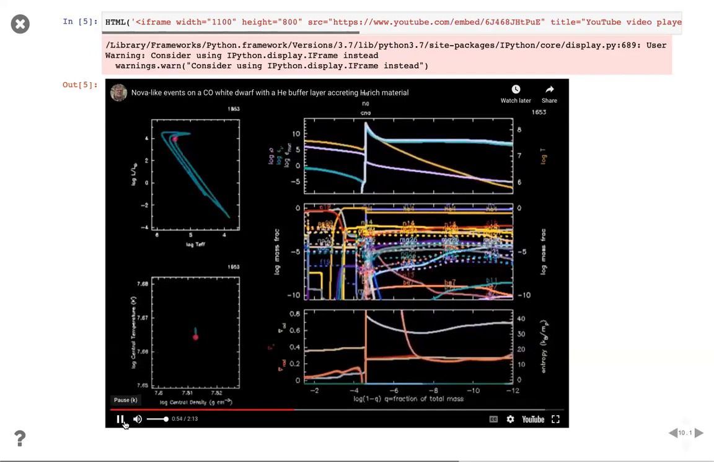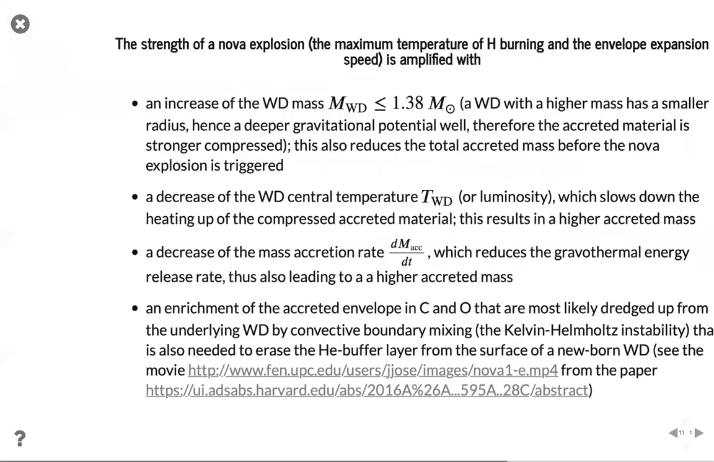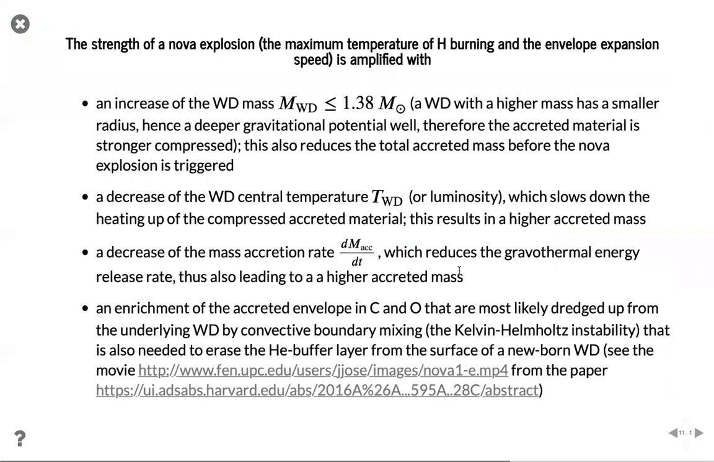Yeah, you can continue to watch this movie at home because it's in the slides. There is a link here, and I will continue this discussion. So, almost done with these slides.